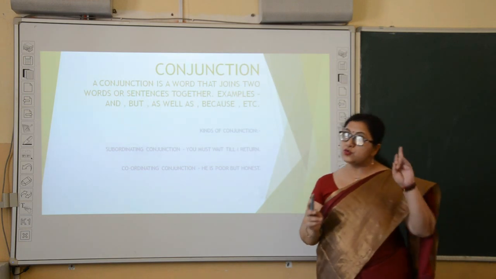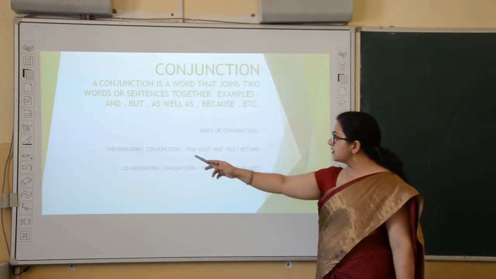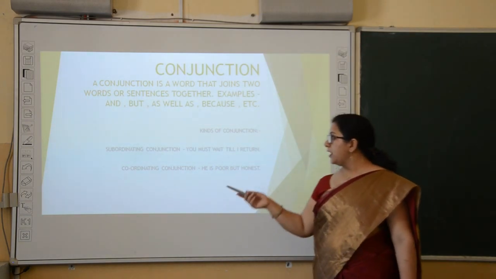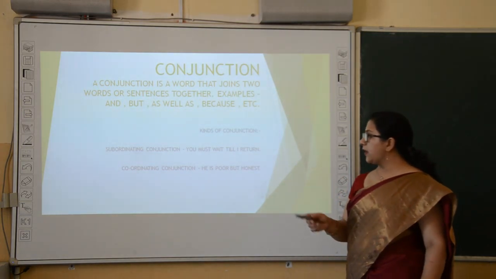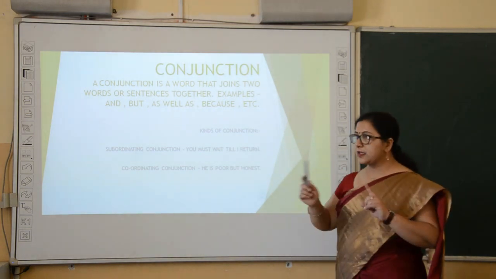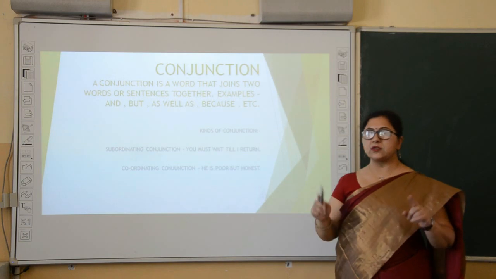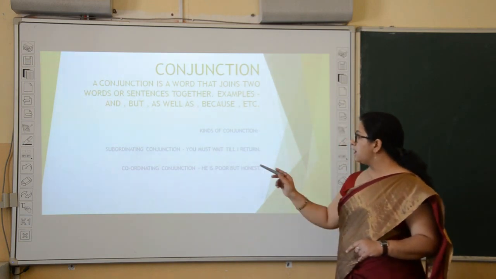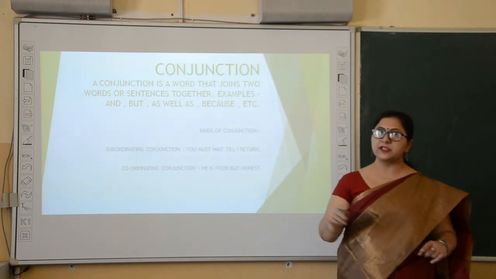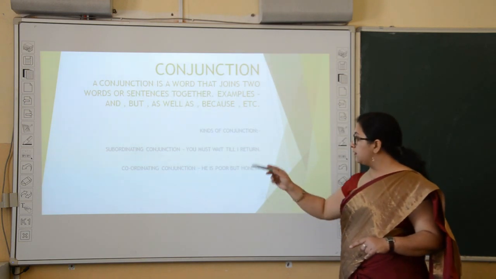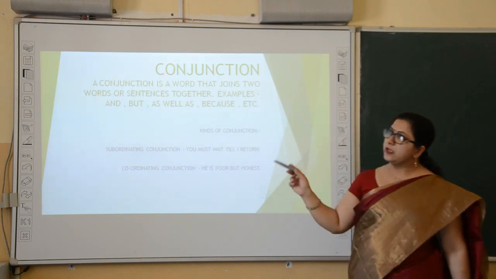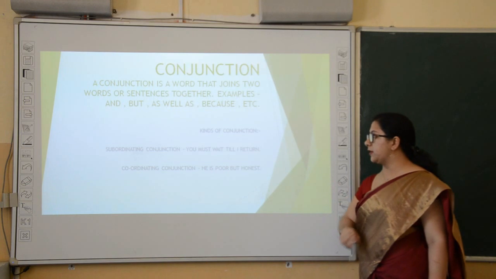And there are just two kinds of conjunctions. First is subordinating conjunction and second is coordinating conjunction. In subordinating conjunctions, where two clauses are there and one is a subordinate clause, the conjunction that joins the two is known as the subordinating conjunction. For example, you must wait till I return. Two sentences are there, you must wait, I return. Then, when we join them, it becomes you must wait till I return. So, in this sentence, one clause is a subordinate clause.